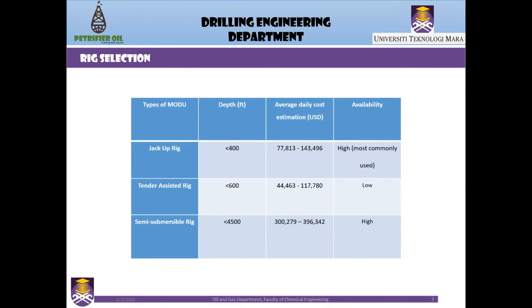So we move on to rig selection. For rig selection, there are three types of rig that are being considered. The first one is jackup rig, the second one is tender assisted rig, and the third one is semi-submersible rig. The table shows the depth in feet, average daily cost estimation in USD, and availability for each rig.